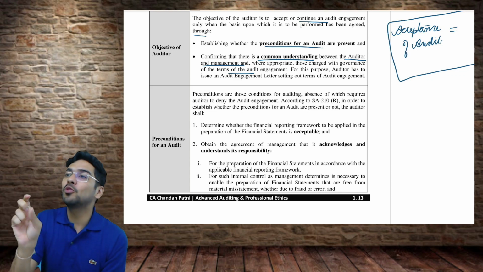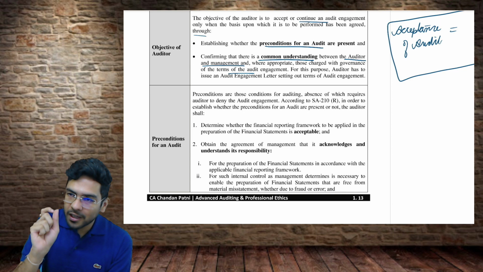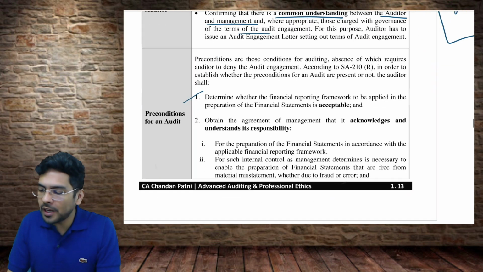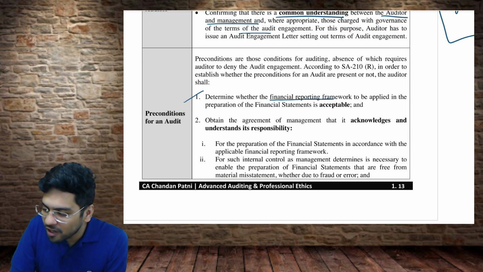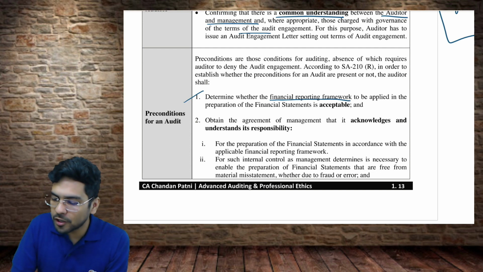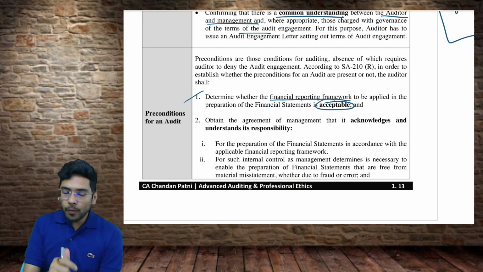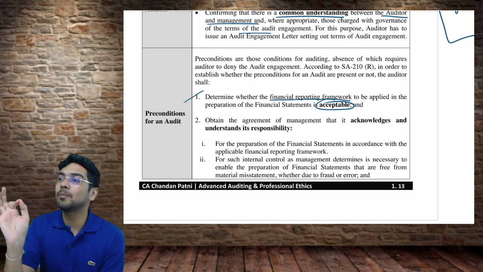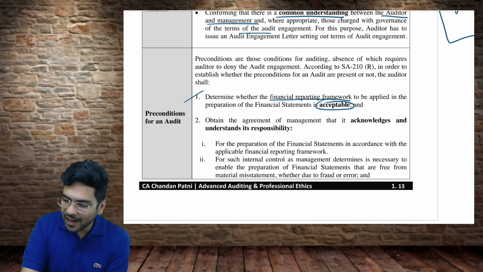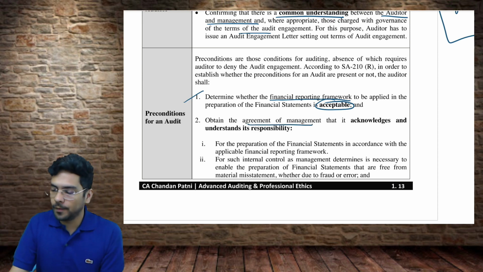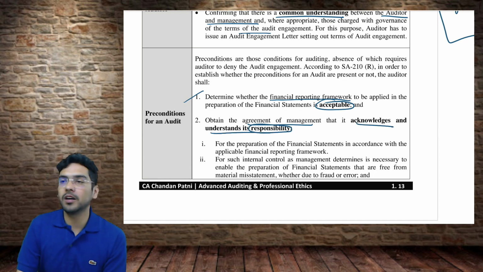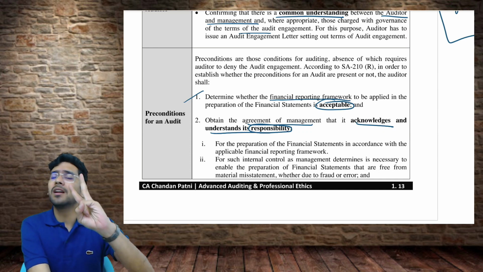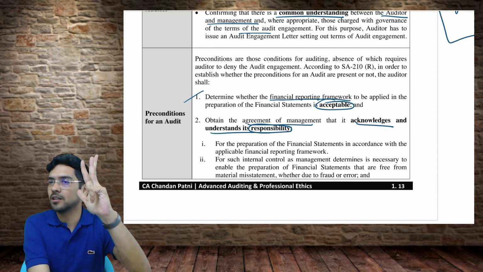This is what you have to look in for a client. Before you even think of accepting the audit, the precondition says determine whether the financial reporting framework to be applied in preparation of financial statements is what? Acceptable. Number one, you need to see whether whatever FRF management has applied is acceptable or not. This is a precondition. And secondly, you need to obtain an agreement of management that it acknowledges and understands its responsibility. You need to obtain an agreement, or let's say a commitment, from the management that they understand and acknowledge their responsibilities for three things. What are the three things?